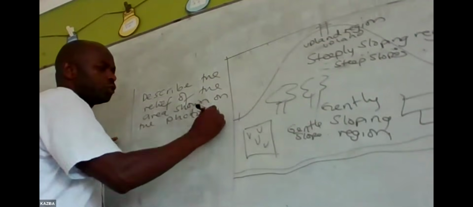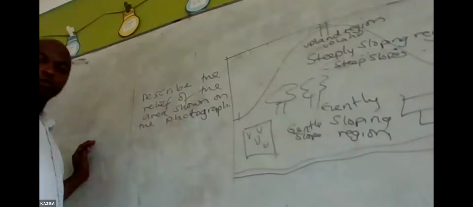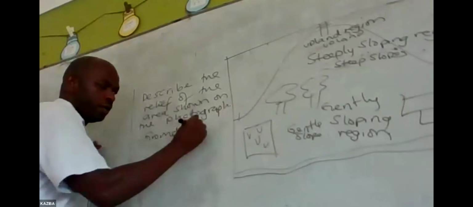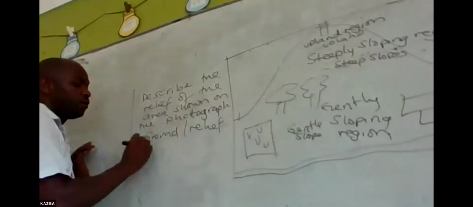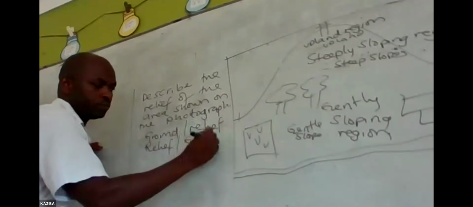Describe the relief of the area shown on the photograph. So if they ask for that question, there are two ways of doing it. You can start with the ground, then you give the relief, or you can start with the relief, then you give the ground.